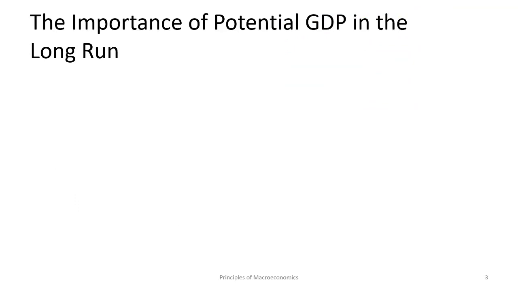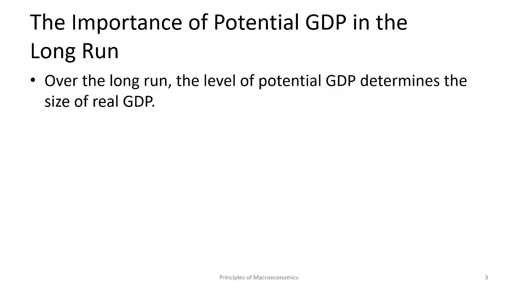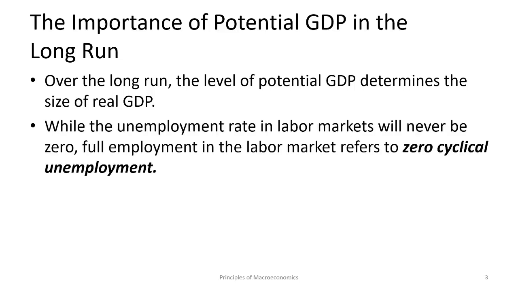Now let me talk a little bit about the importance of potential GDP in the long run. Why do neoclassicals always talk about potential GDP? Over the long run, the level of potential GDP determines the size of real GDP. For example, in the US, we have higher potential GDP, and that's why we have higher actual GDP, and that's why we enjoy a better standard of living. While unemployment in the labor market will never be zero because of the natural rate of unemployment, full employment refers to zero cyclical unemployment. If you remember, cyclical unemployment is caused by business cycles. So in the long run, we do not have any cyclical unemployment. The only unemployment we'll have is the natural rate of unemployment, which exists because people are always in transition.